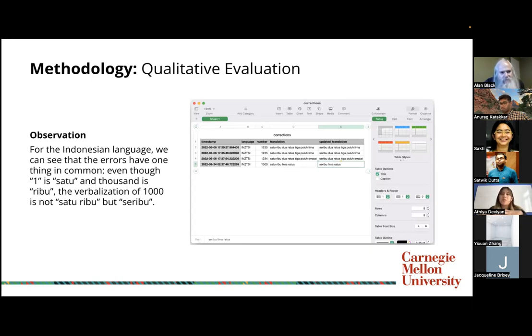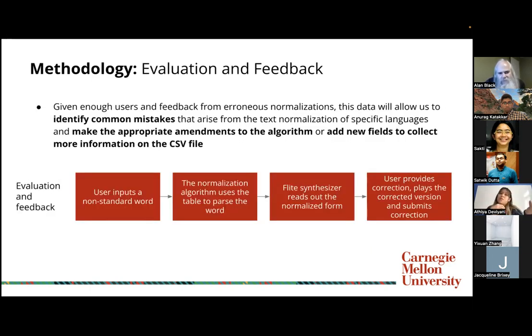So that's why these methods are good, because you can see what the errors have in common, and then we can somehow, given enough users, enough feedback from erroneous normalizations, this data will allow us to identify common mistakes that arise from text normalization for specific languages. And eventually, if we find enough problems, maybe it's an algorithmic problem, like the text normalization algorithm has a bug that we haven't seen before, or we can add new fields to collect more information on the CSV file.